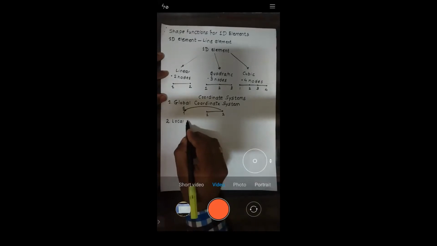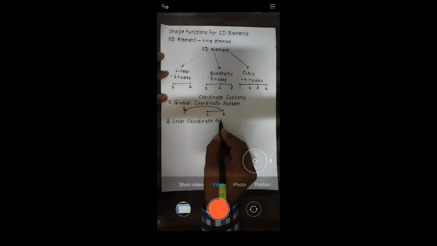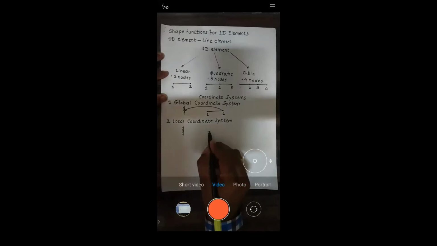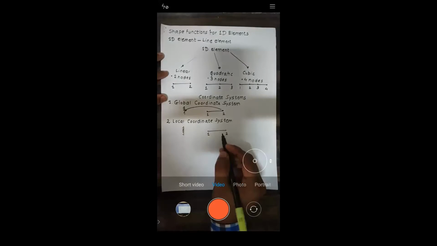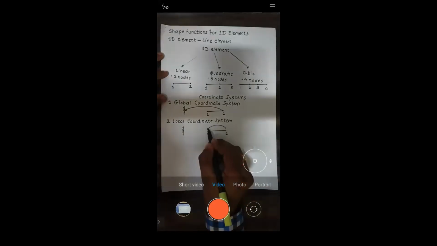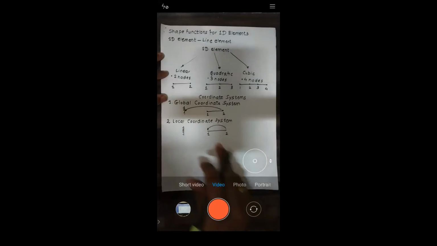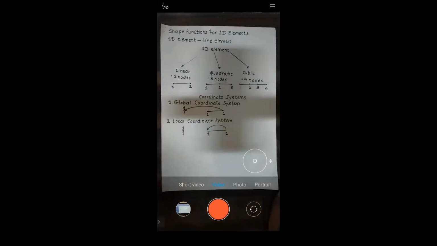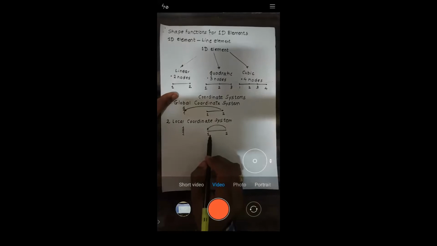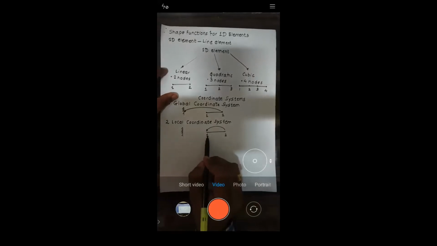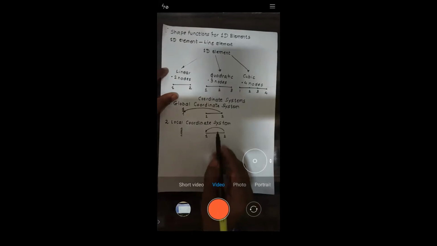Local coordinate system. Now see, I am drawing the same diagram. This is the element, this is node number 1, this is node number 2. Now if you are measuring the location of node 2 with respect to node 1, it is called the local coordinate system. Why is it called local? Because you are measuring the location of node 2 with respect to node 1, that means with respect to the point which is lying on the same element. That's why it is local.